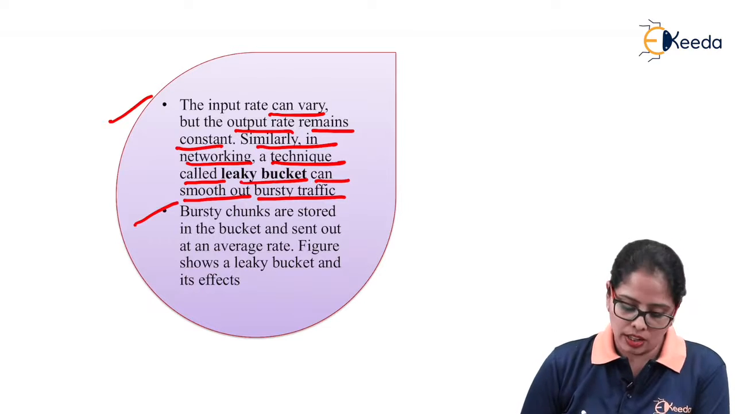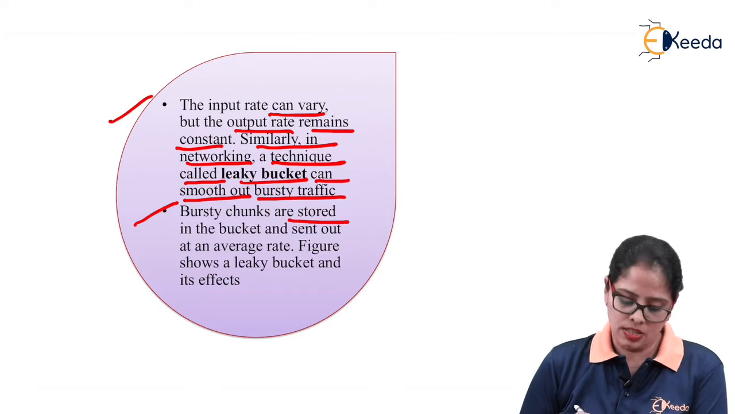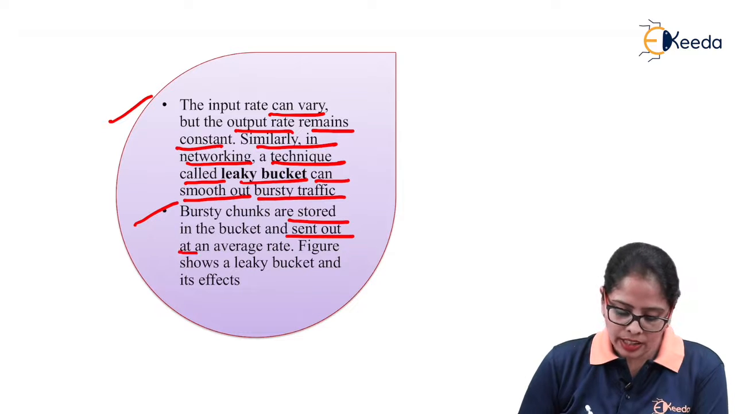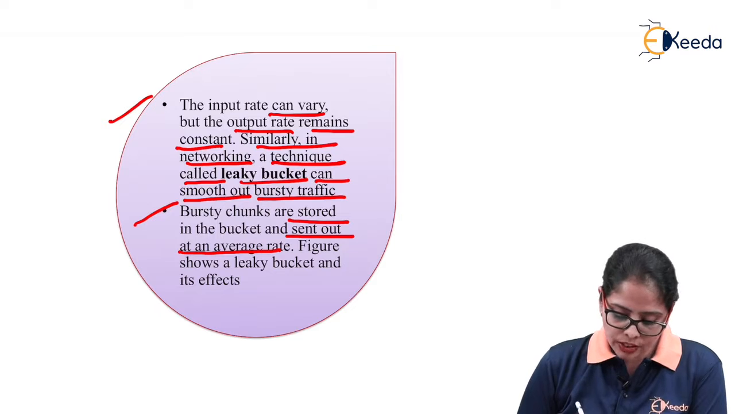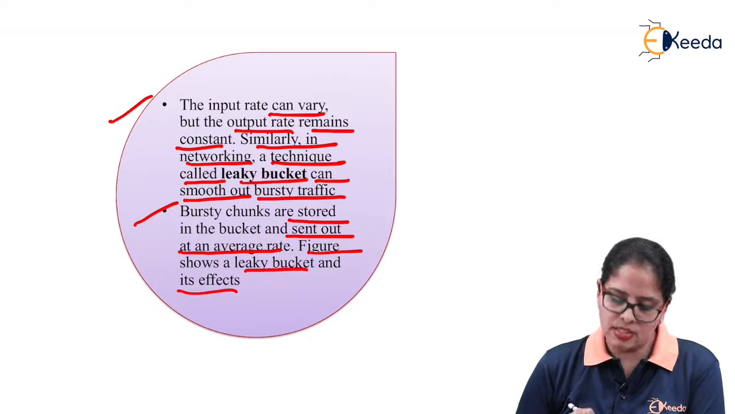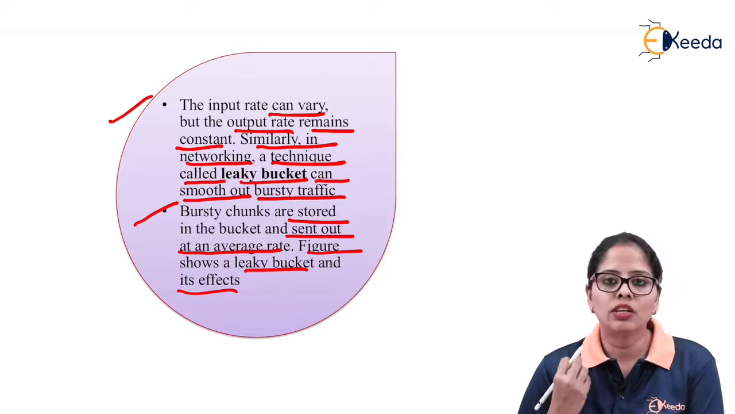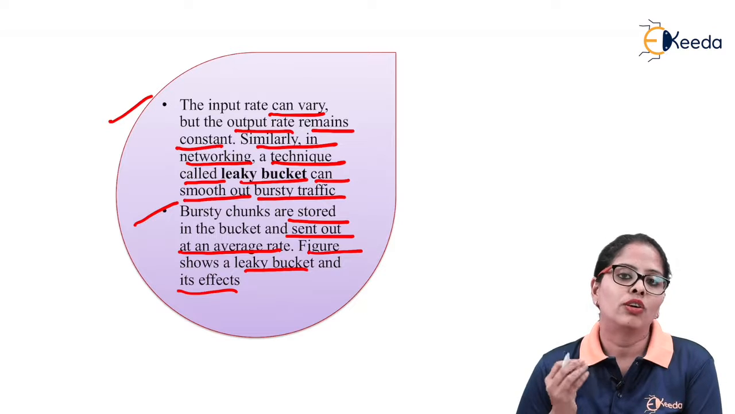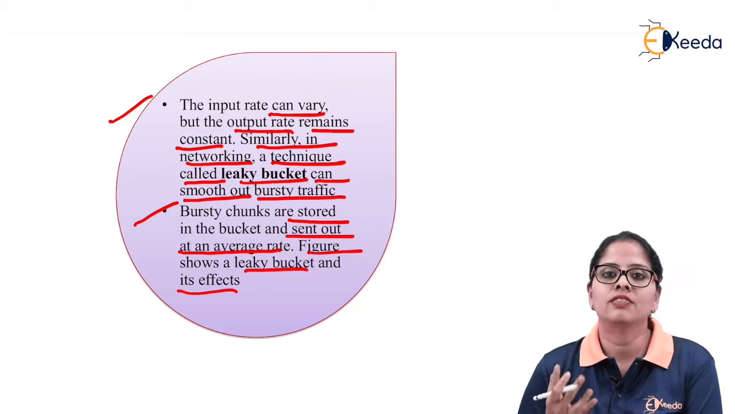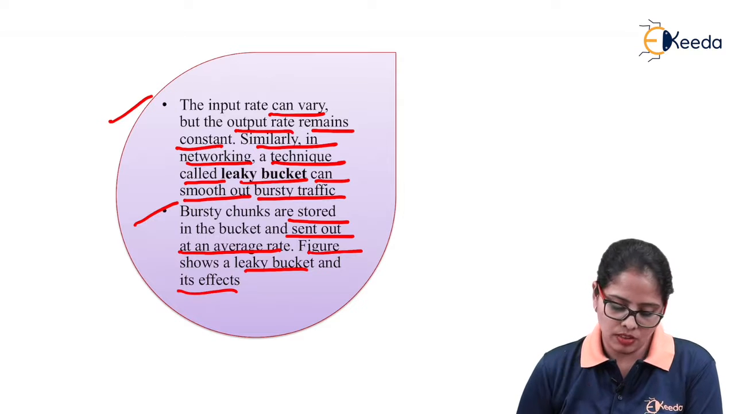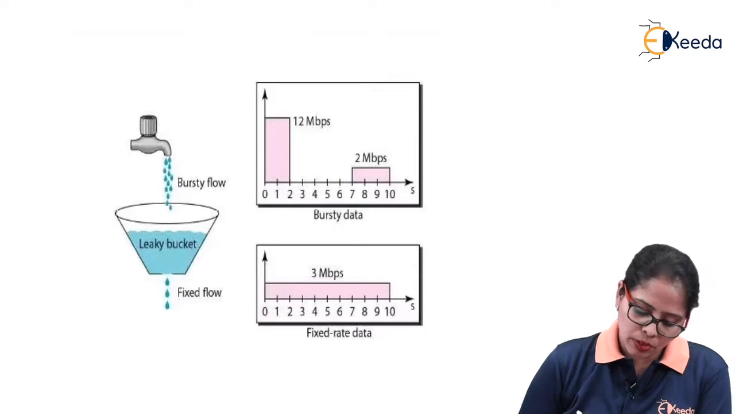The bursty chunk can be stored in the bucket and sent out at an average rate. The figure shows the leaky bucket and its effect. Now see, whatever your incoming rate, your outgoing rate will be constant. Now let us discuss with the help of an example. This is the example over here.